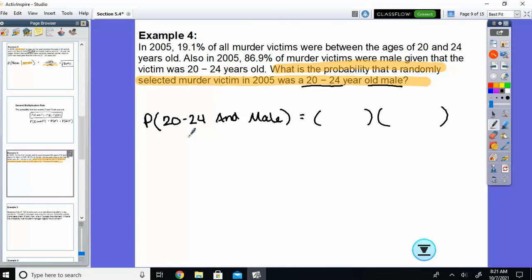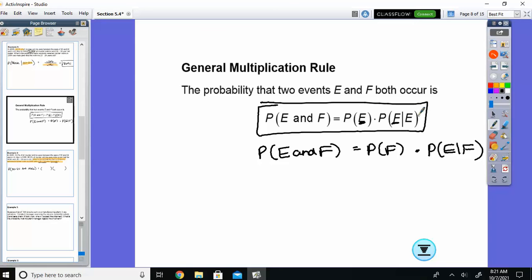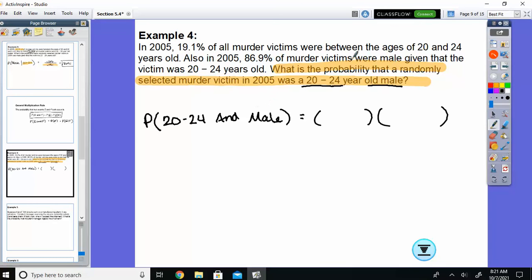If we think about our formula, we have two options: the probability of E times the probability of F given E, or the probability of F times the probability of E given F. Let's look at the conditionals that we have here. 19.1% were between the ages of 20 to 24. So that's the probability you're between 20 to 24. Then the second one would have to be the probability that you are male given you are 20 to 24.